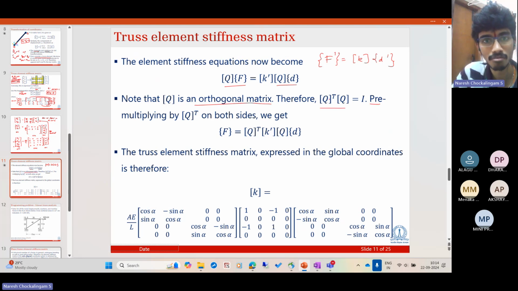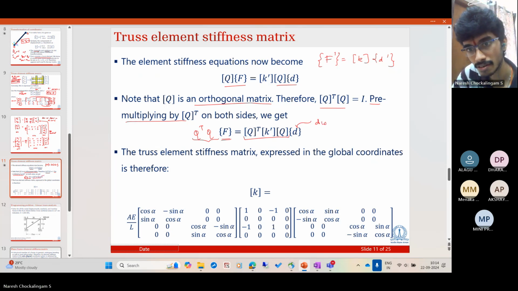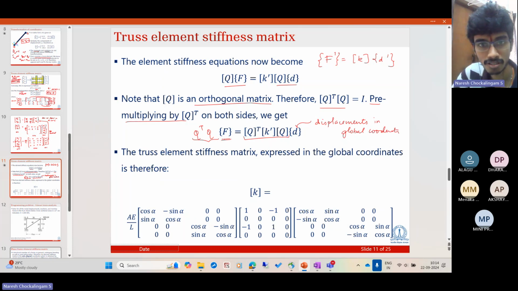So let us pre-multiply on both sides by Q transpose. So you will get Q transpose Q F is equal to Q transpose K dash Q D. But what is Q transpose Q? It is I. And what is I F? Identity acting on any vector will give the vector itself. So the force in the global coordinates is equal to Q transpose K dash Q D. So D is the displacements in global coordinates. F is the force in global coordinates. And this is relating the displacements and forces in global coordinates.